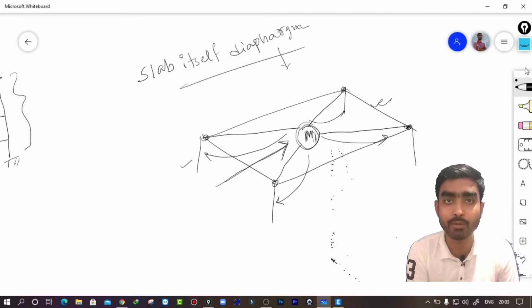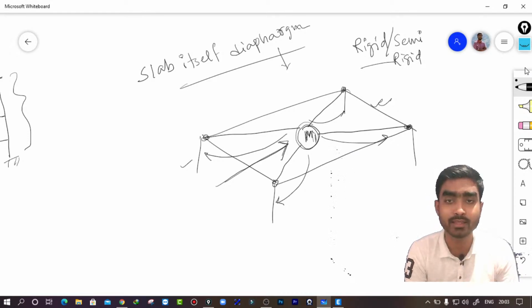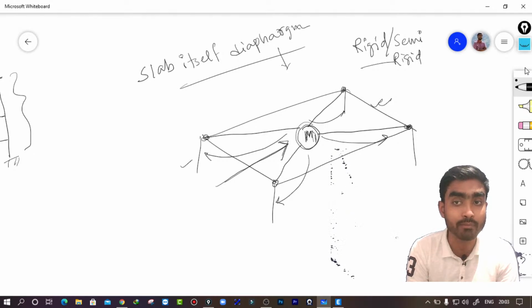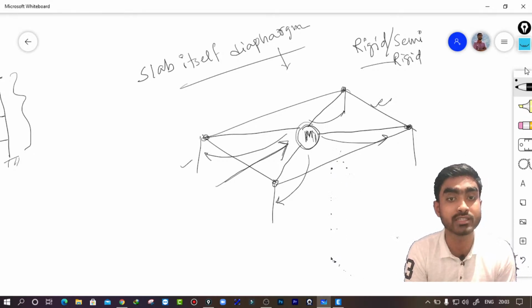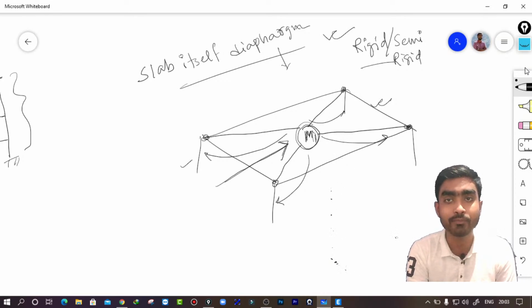Actually diaphragm has two types, which are rigid and semi-rigid. Sometimes you can call it a flexible diaphragm also, semi-rigid. I'll explain this too. Just let me explain this. So what diaphragm does, diaphragm transfers this force which is coming in the lateral direction to the vertical members, which are our lateral force resisting members. Okay, now what is a rigid diaphragm?